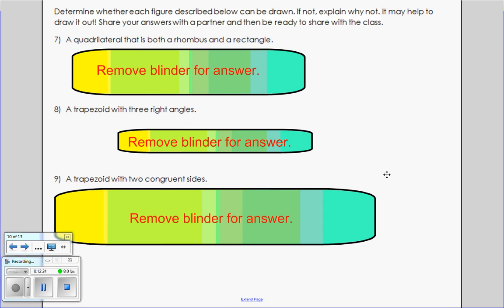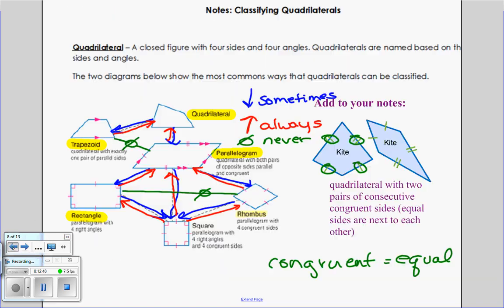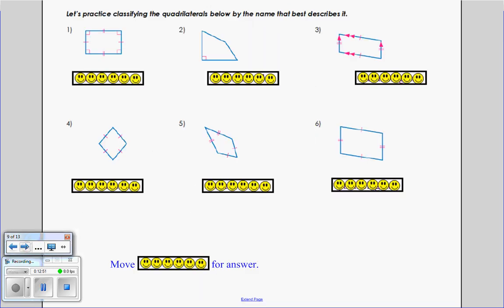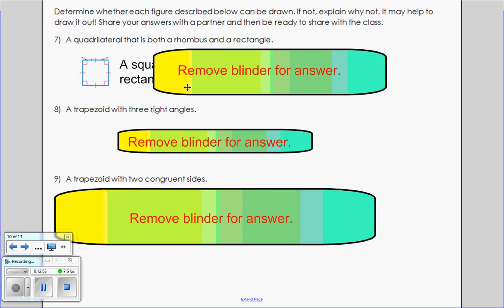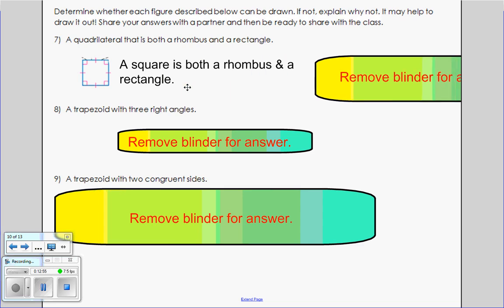All right. Determine whether each figure can be drawn. Can you draw it? And if you can't draw it, why not? So you could actually try to draw it. A quadrilateral that's both a rhombus and a rectangle. Well, if we look back at our flow chart, is there a quadrilateral that falls underneath rhombus and underneath rectangle? And yes, there is. It is the square. Okay, so back here, a square is both a rhombus and a rectangle.